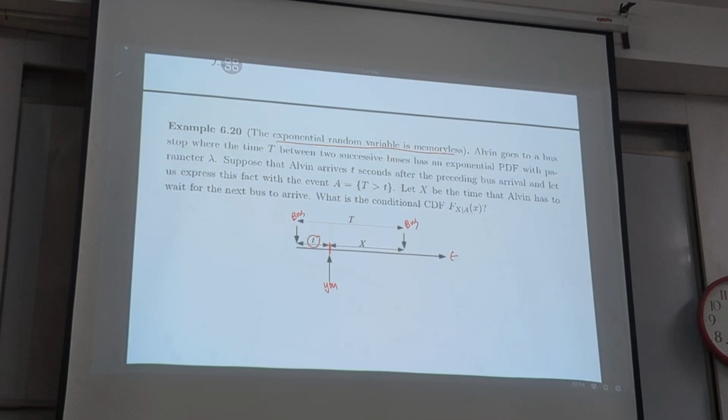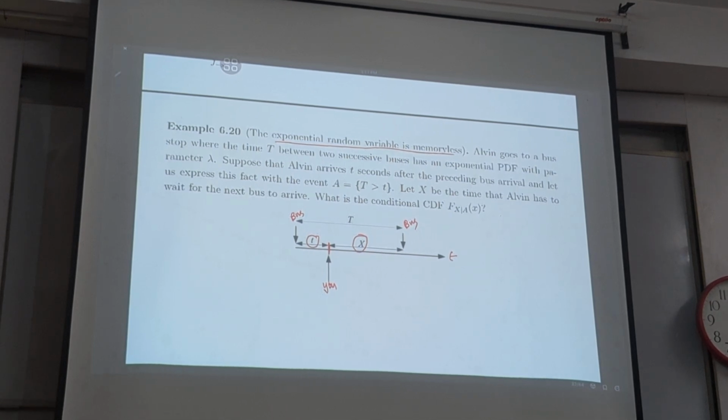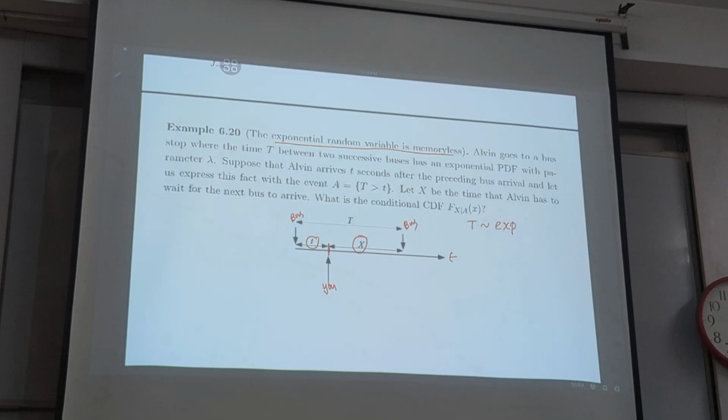Now, the time that you need to wait to catch the next bus is X. This is the problem scenario. We assume that T is exponential with parameter lambda. For example, if lambda is equal to 3, that means on average every 20 minutes there is a bus. Right? The average interval time is 20 minutes.